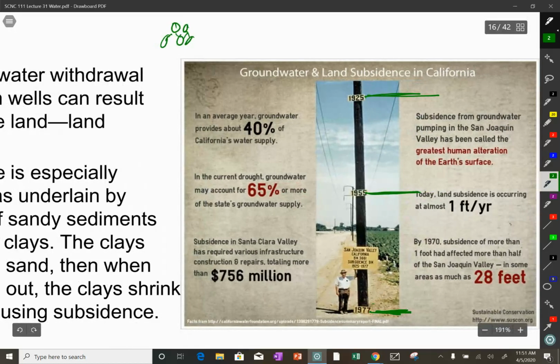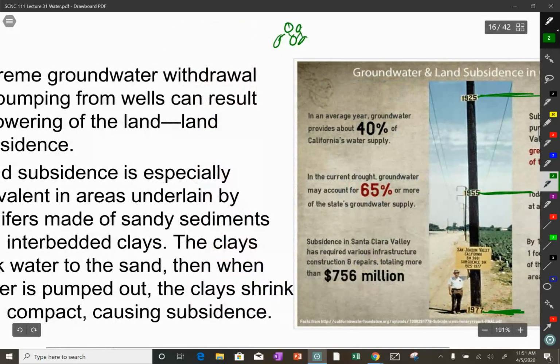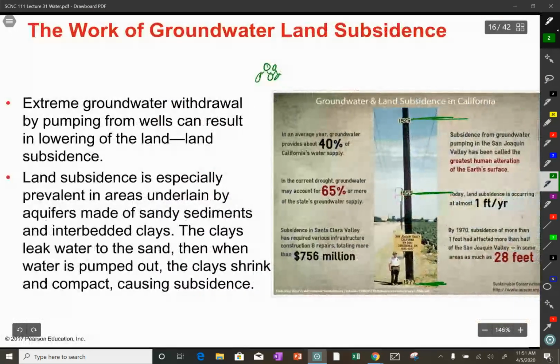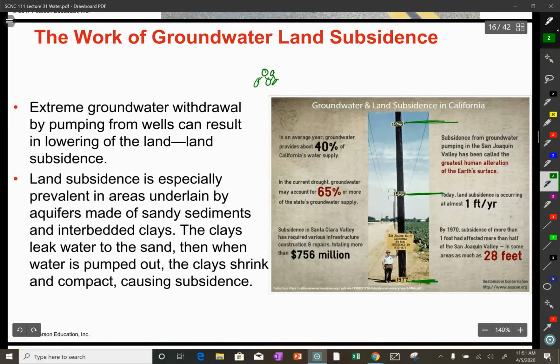It's a total of, by 1970, it had dropped as much as 28 feet because of them pumping the water out of the ground. That's scary to me. It really is. We need the water for agriculture, but maybe pumping out of the ground there wasn't a good idea. So that's what we call subsidence. The land sinking down when you pull the water out.